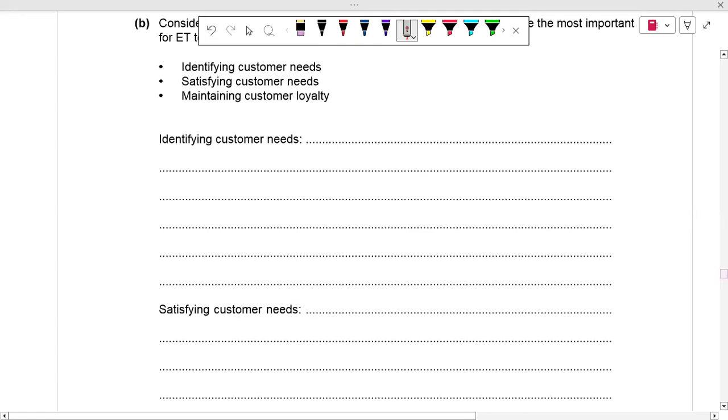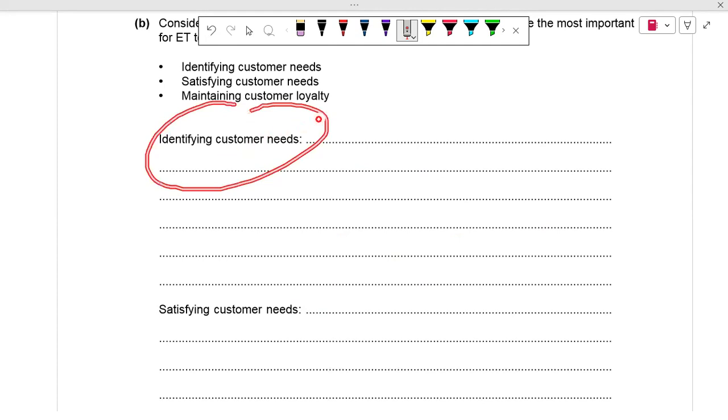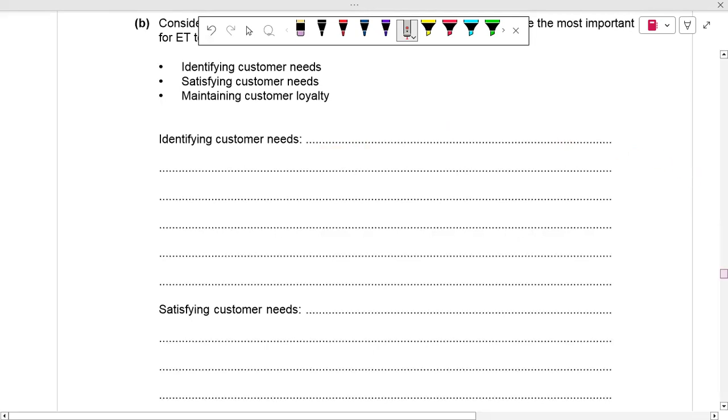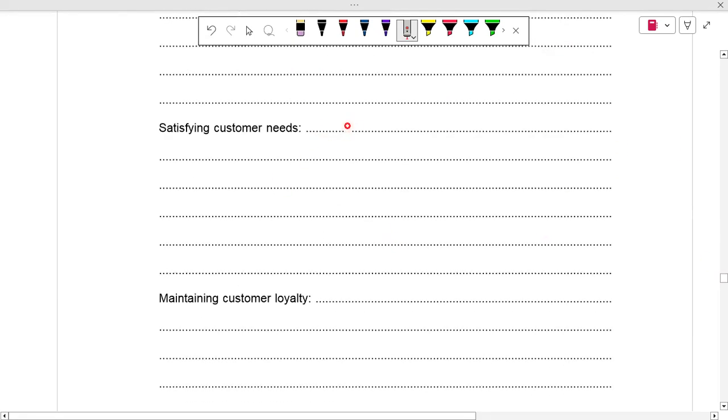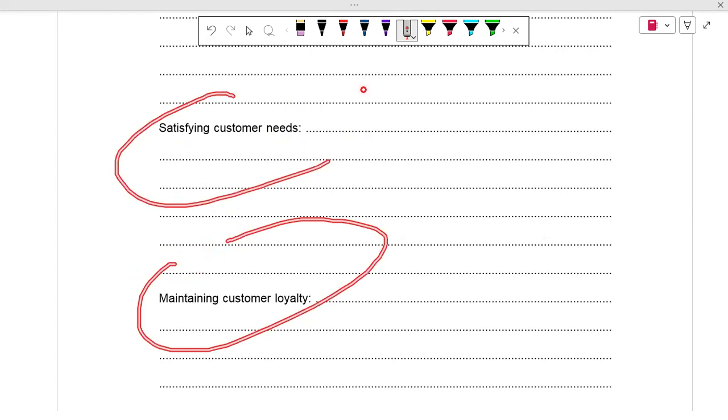So how can you gain customers? First of all, you have to identify customer needs. Once you have done with this, once you are stimulating the needs of your customer, it means that after that, the second most important role, or the third most important role, can be maintaining customer loyalty or satisfying customer needs.